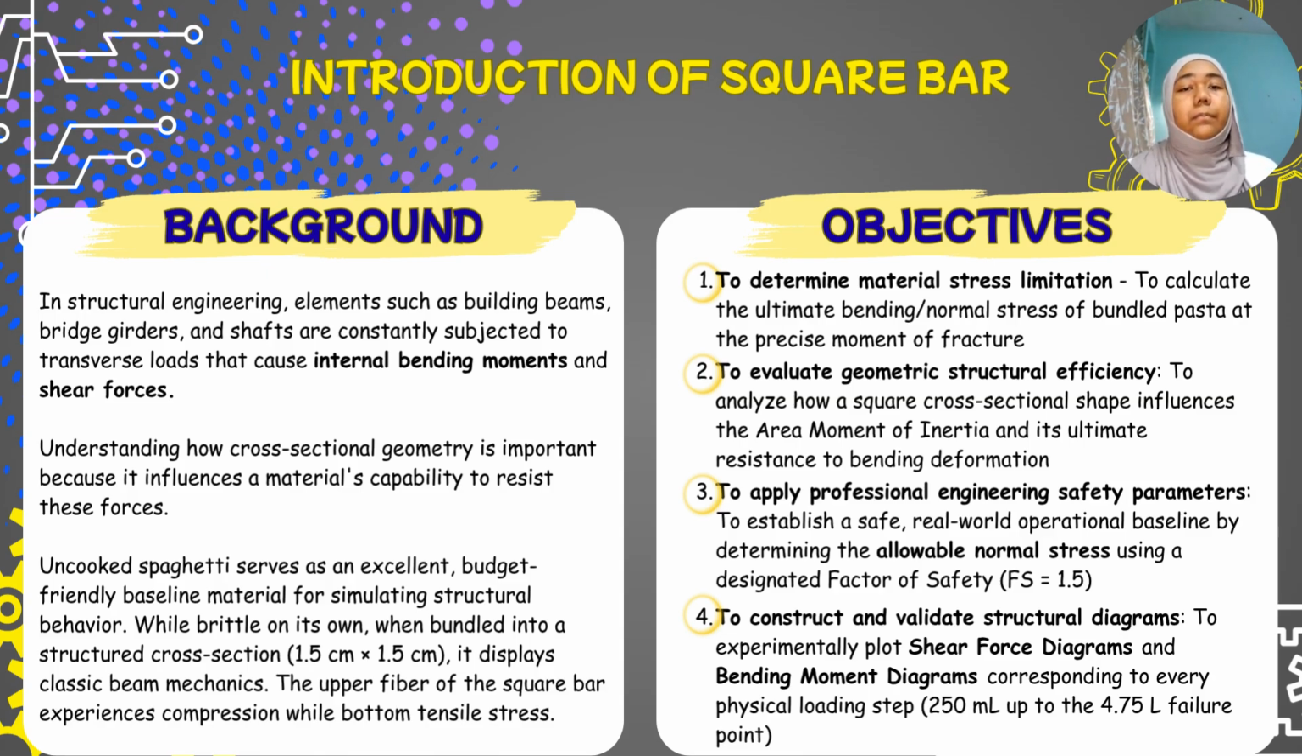Moving on to the objective. Our first objective is to determine material stress limitation, which is to calculate the ultimate bending or normal stress of the square bar pasta at the precise moment of fracture. Our second objective is to evaluate geometry structure efficiency, which is to analyze how a square cross-sectional shape influences the area moment of inertia and its ultimate resistance to bending deformation.